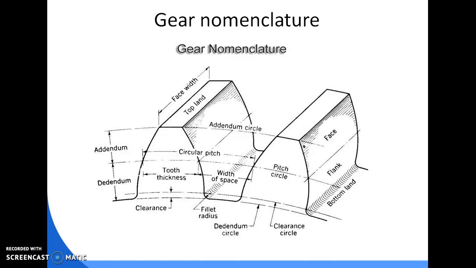Then module. It is the reverse of the diametral pitch, means module M equal to D by T, where D is the diameter of the circle and T is the number of teeth.